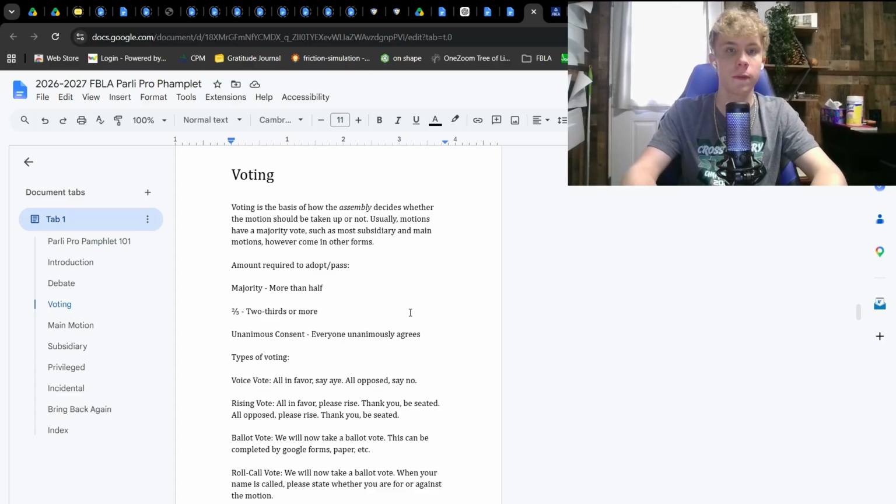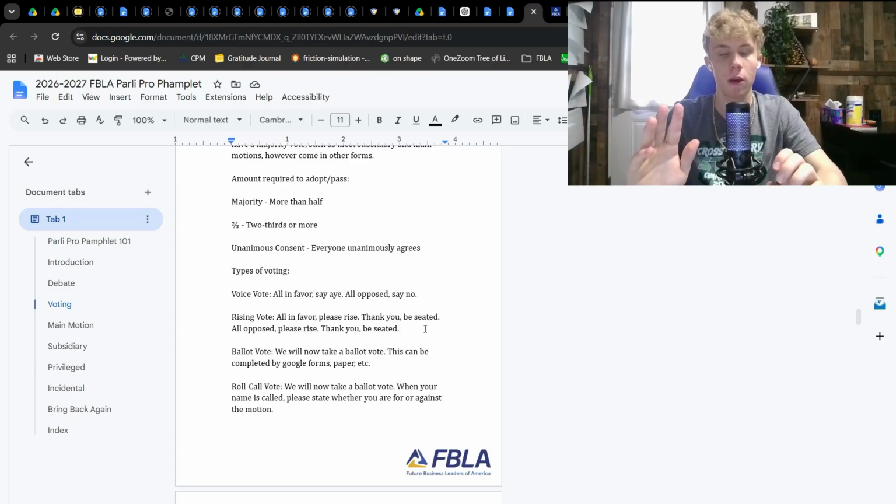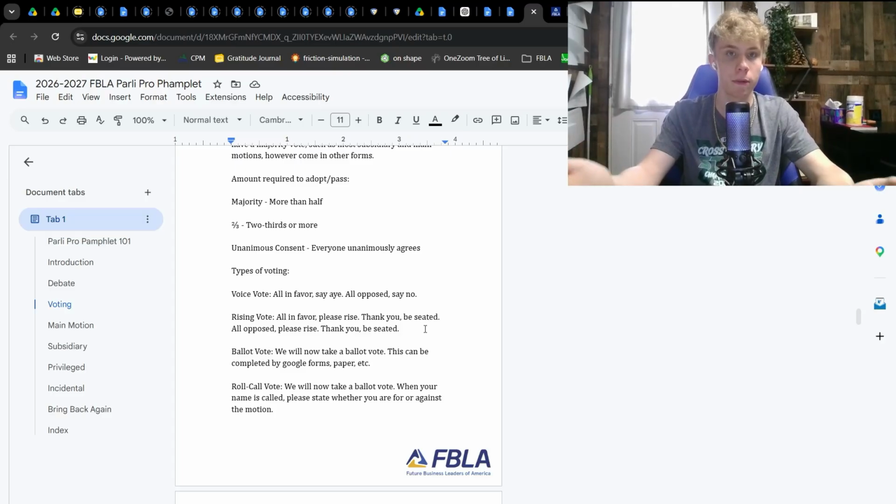Now that we've covered some types of voting, how can we vote? The most general use of voting is a voice vote. It would be all in favor say aye, all opposed say no. But if it's a motion that needs two-thirds, we need to be more specific, and we need to ensure that the two-thirds is being counted fairly. So then we go into a rising vote. All in favor, please rise. You may be seated. All opposed, please rise. You may be seated.